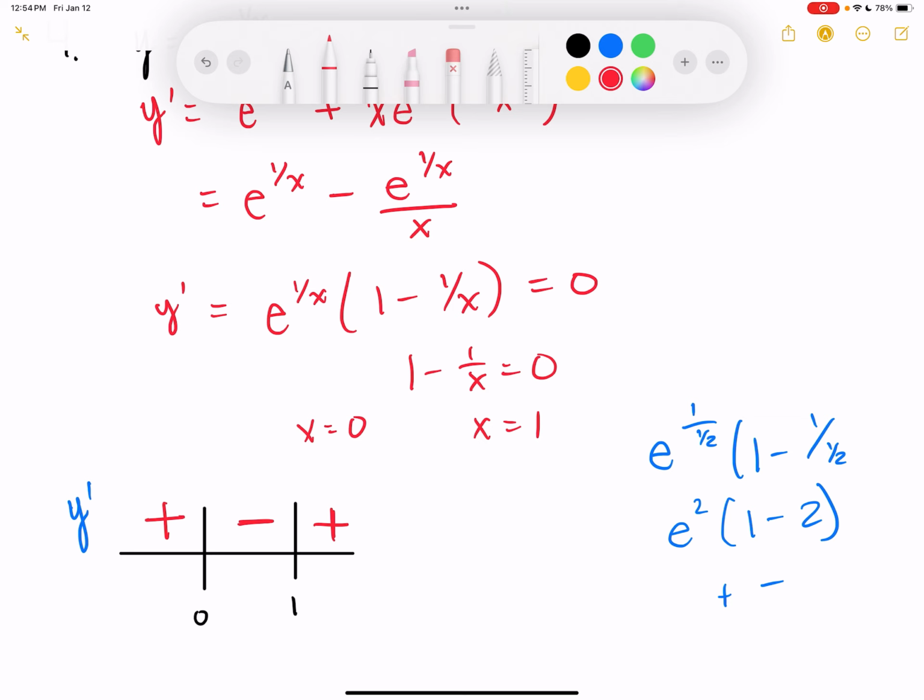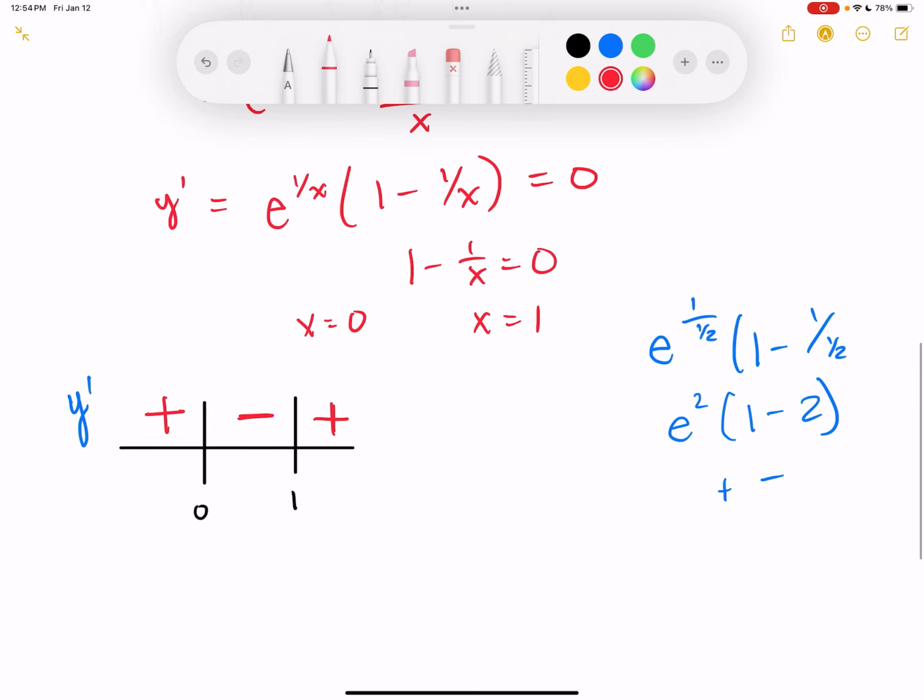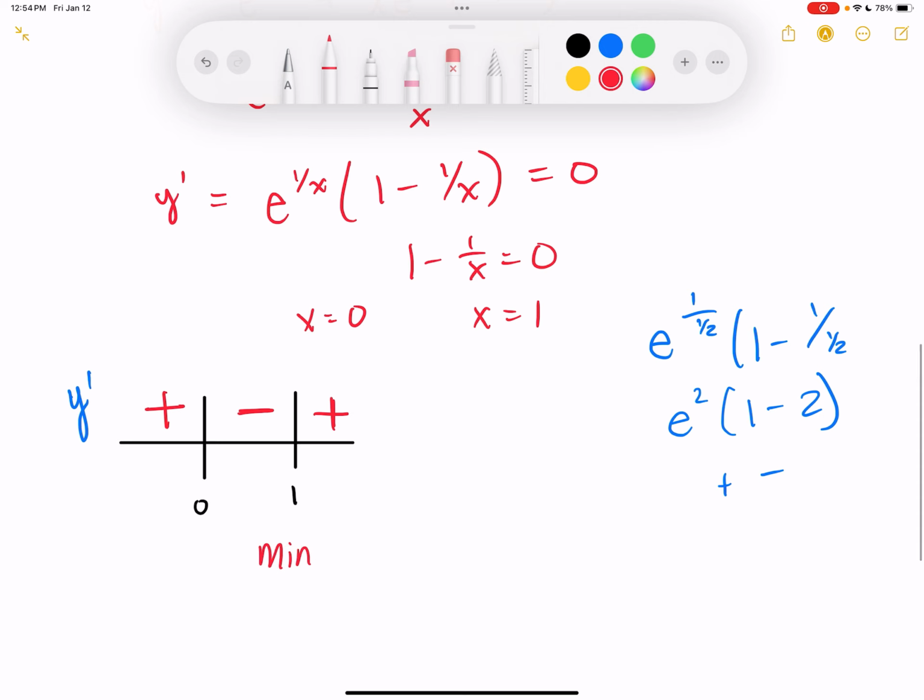Alright, now remember, there can't be a min or a max here because this is an asymptote, so the only one I'm actually looking at is x equals 1. So, negative to positive is a min. So there's a min at x equals 1. So f of 1. If we plug 1 into the original, we get e. Wait, no, it's just e. X is 1.